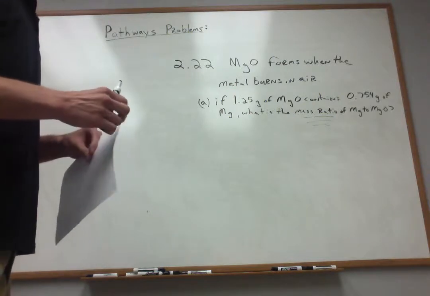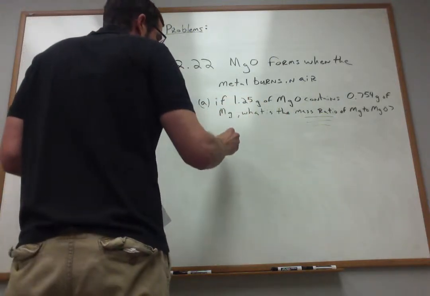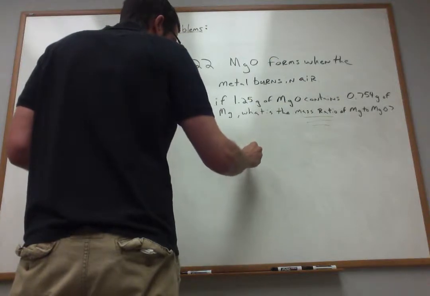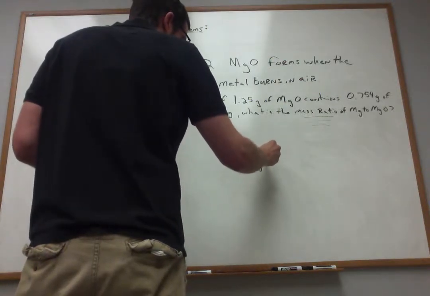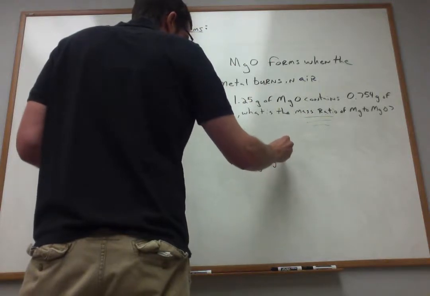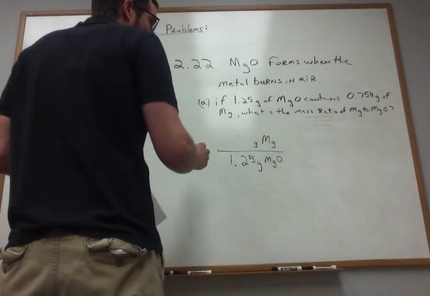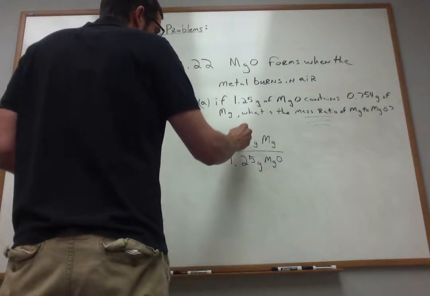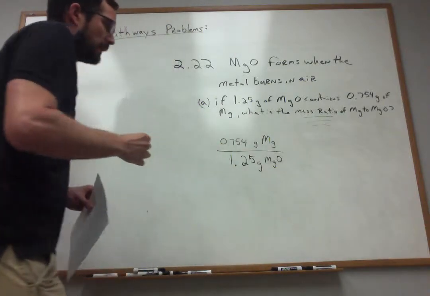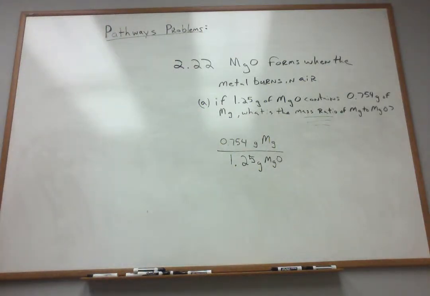Okay, now what do we know about this particular sample of magnesium oxide? Well, we know the sample of magnesium oxide was 1.25 grams. That was the compound. And we know that when that was carefully analyzed to figure out how much magnesium was present, 0.754 grams of the magnesium oxide was magnesium. So not all of it, because there's of course oxygen present in this compound that's going to have some mass, but 0.754 grams of the mass was magnesium, the rest was oxygen. Okay. So then what is the mass ratio?